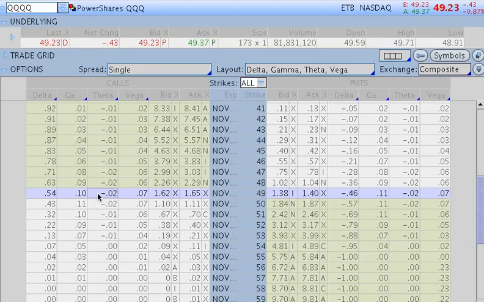So again, theta is something very important that you want to take a look at. Again, clearly you can see that as you get closer to the current market, these at-the-money options, theta becomes more and more powerful and eats away more and more at the value of the option. Okay, so we've already covered delta, gamma, and theta. Now we're going to cover the Vega of these options.